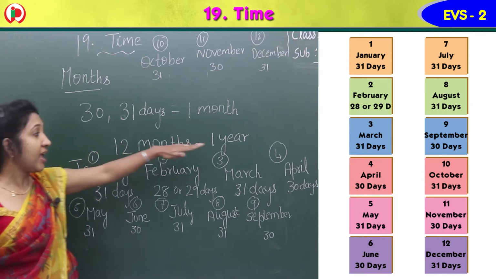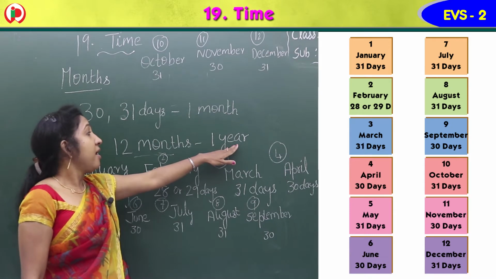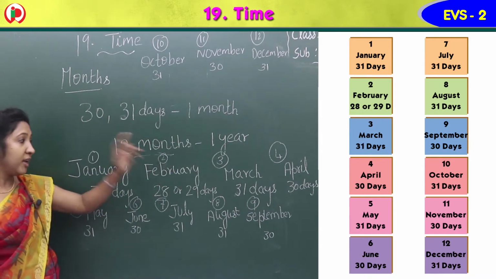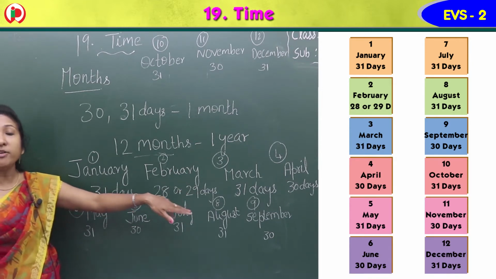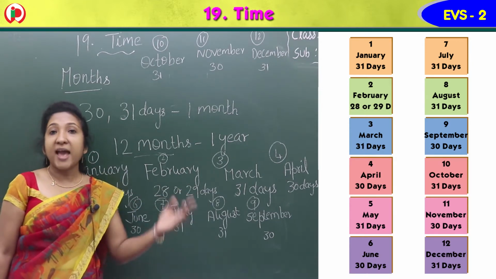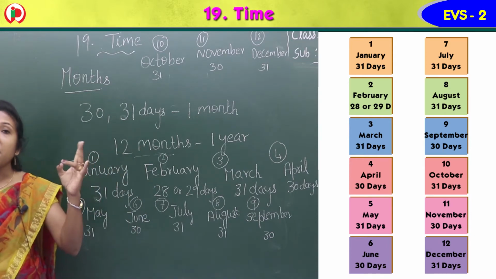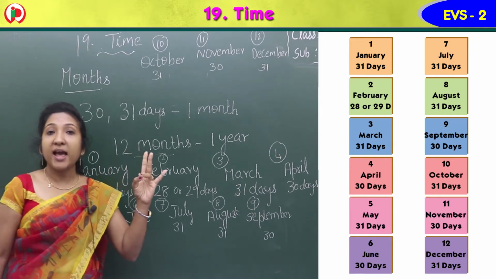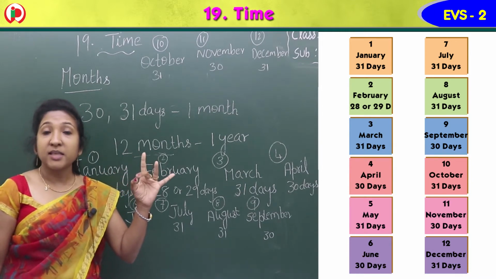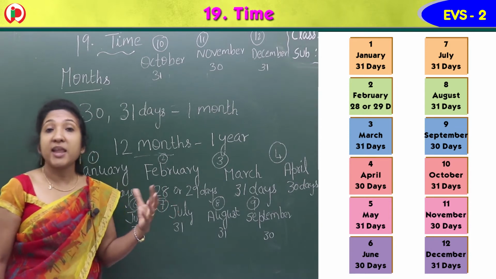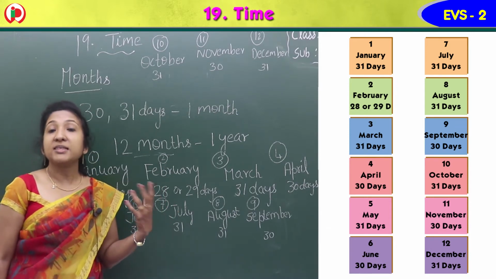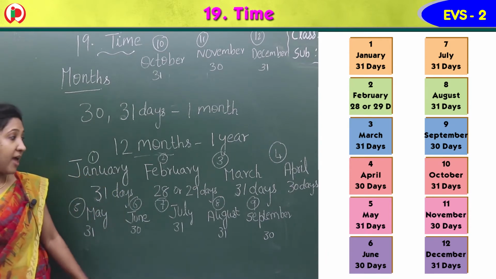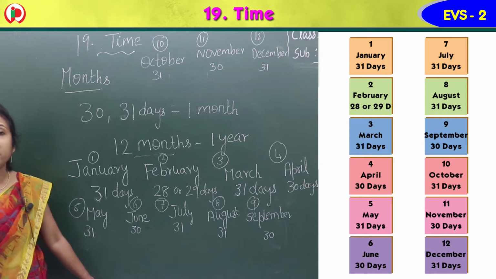12 months in a year. So in 1 month we have 30 or 31 days. Only February we have 28 or 29 days. So January, February, March, April, May, June, July, August, September, October, November, December. These are the 12 months of the year. 1 year, 12 months. And how many days are there in each month?